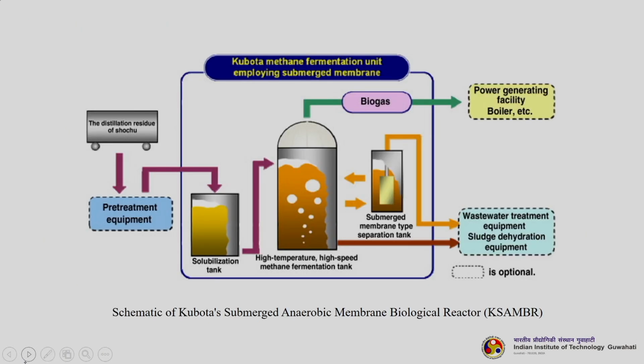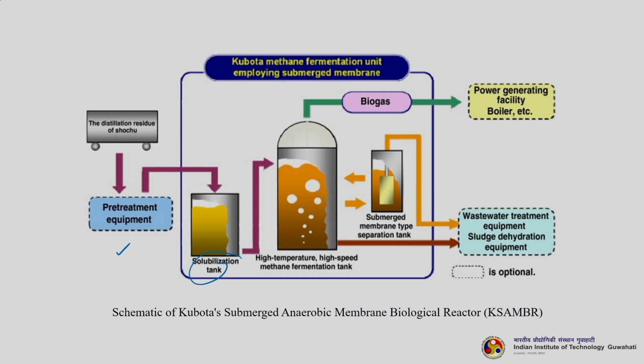So, this is the schematic. This is Kubota, a company which makes this famous anaerobic membrane biological reactor known as KSAMBR. So, you can see the pre-treatment equipment here, okay, the distillation residue getting equalized here in a solubilization tank. After that, it is fed to a high temperature, high speed methane fermentation tank, where the methane is getting formed, right.